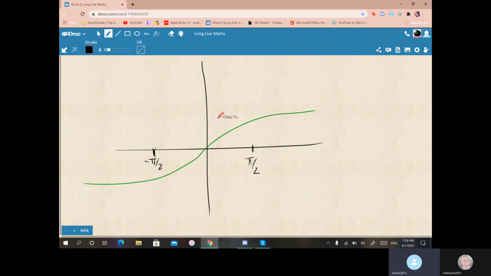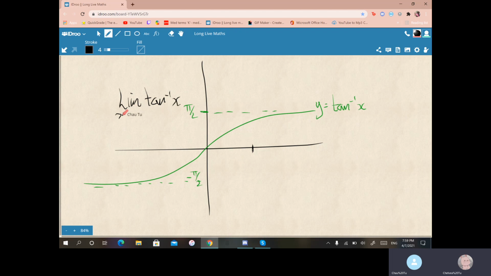And you're going to have what's called the horizontal asymptote at pi over 2. And this horizontal asymptote will be at negative pi over 2. So this is our graph of y equals inverse tan of x. Just take my word for it. It looks like that. We have done it before, a long time ago.